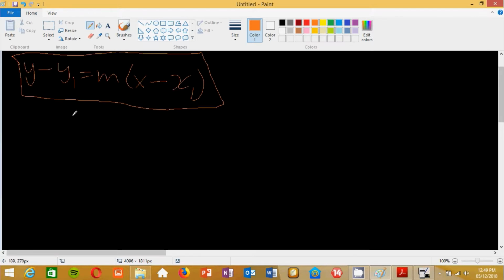where x1 comma y1 are a single coordinate on that straight line. So this x1 here and this y1 here, they represent a coordinate on that straight line. So as usual, whenever you want to find the equation of a straight line, you have to have some coordinates on that line. So x1, y1 are just a general coordinate on that line. You can pick any coordinate that you want, and m is the gradient of that straight line. So let's look at an example here.